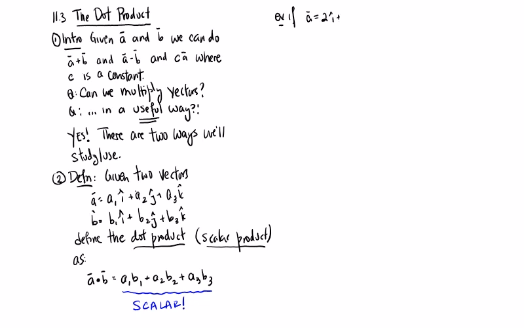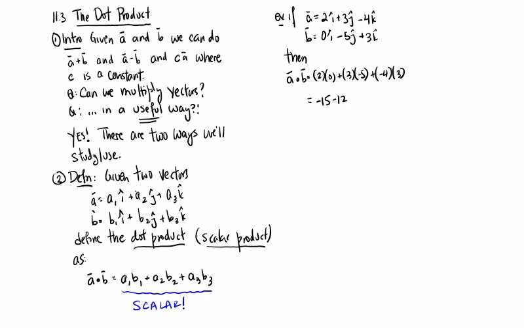So if I have 2i plus 3j minus 4k, and say 0i minus 5j plus 3k, and if we dot them, we get 2 times 0 plus 3 times -5 plus -4 times 3. This will be -15 minus 12, which is -27. And again, don't worry about what this number means. It's not at all clear yet. Just notice the calculation works.